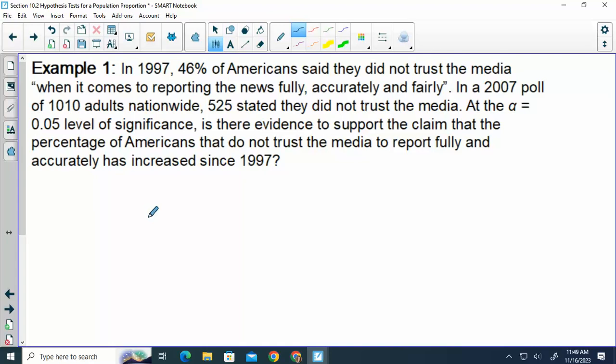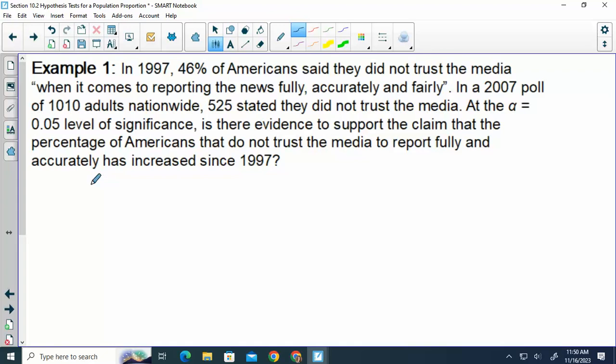So, in 1997, 46% of Americans said they did not trust the media when it comes to reporting the news fully, accurately, and fairly. In a 2007 poll of 1,010 adults nationwide, 525 say they did not trust the media. At the alpha equals 0.05 level of significance, is there evidence to support the claim that the percentage of Americans that do not trust the media to report fully and accurately has increased since 1997?